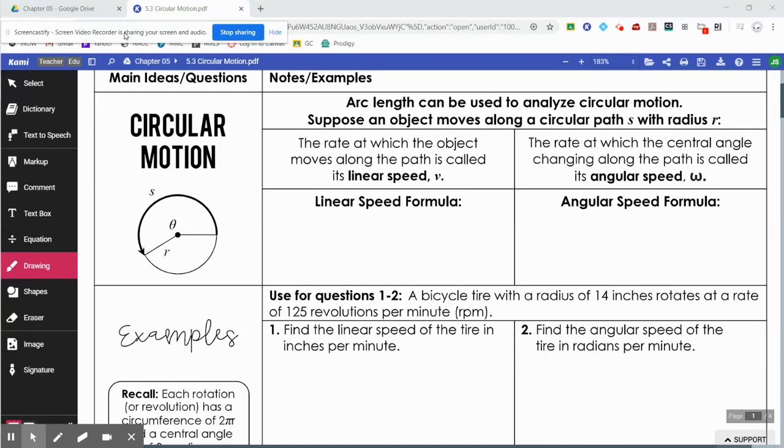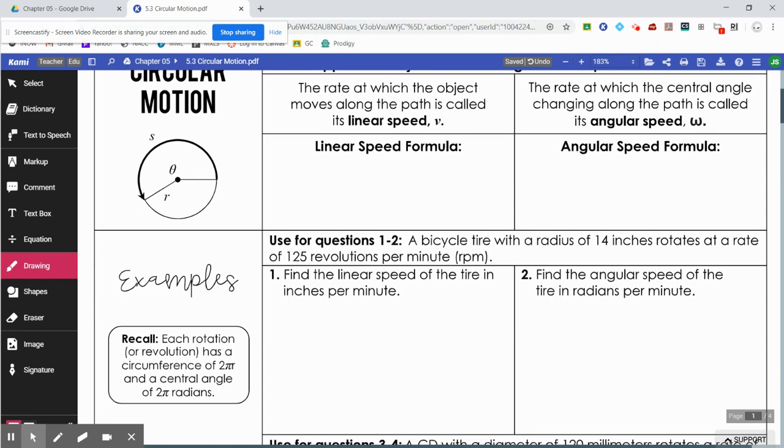In this video, we're going to be discussing circular motion. Arc length, which we just discussed, can be used to analyze circular motion. Suppose an object moves along a circular path, kind of like an amusement park ride where something is spinning in a circular path.